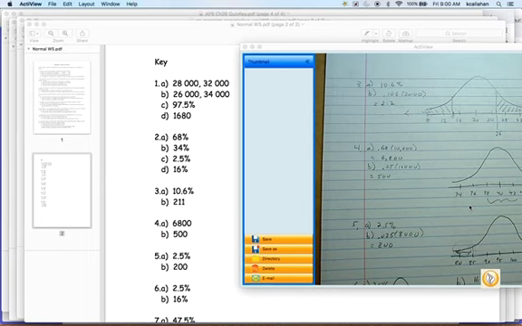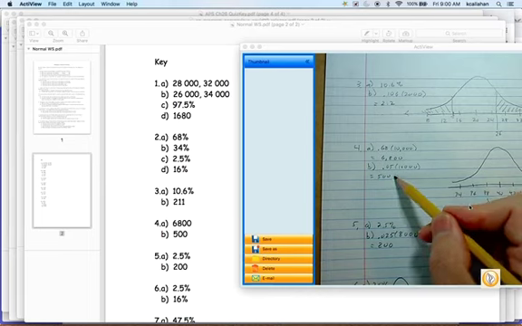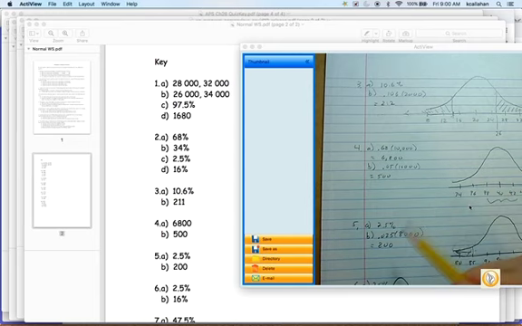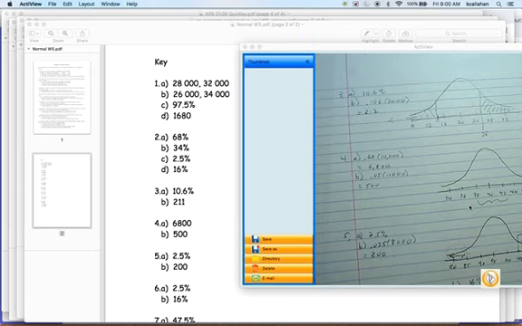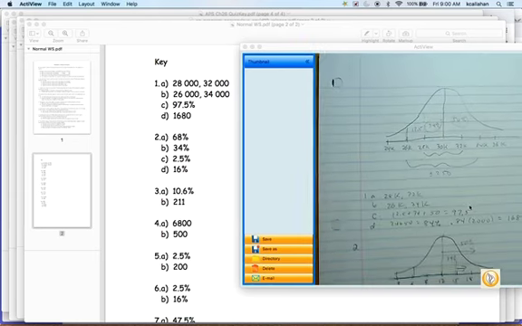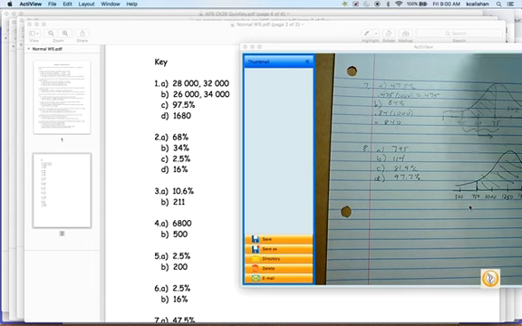Let's see, the next one should have been 6,800 and 500. That was correct. The next was 2.5% and 200. That was correct. The number 6 should have been 2.5% and 16%. So actually, I think these were fixed. Whatever I thought I had wrong, I think I fixed it somewhere.